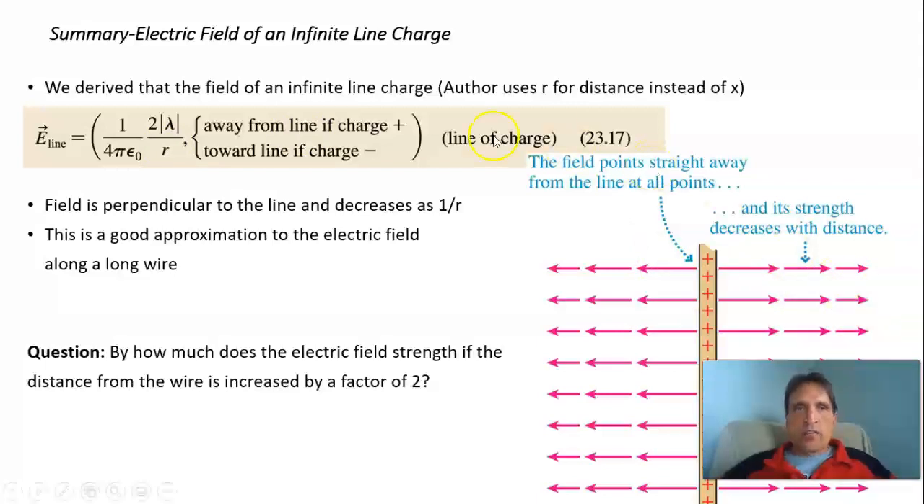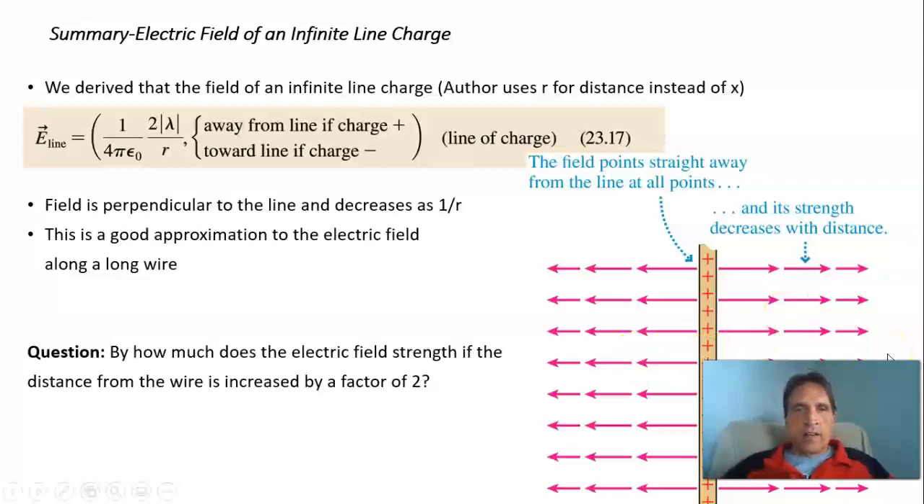Okay? And so what do we see? We see that the electric field strength depends on the charge density. In other words, how much charge per length is piled up in this rod. Okay, that makes sense, right? More charge, stronger field. And it also decreases as 1 over r, where r, or what we call x, is the distance from the wire.